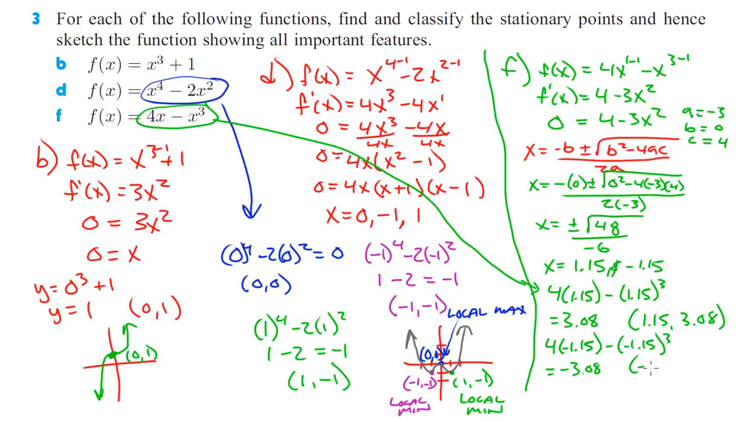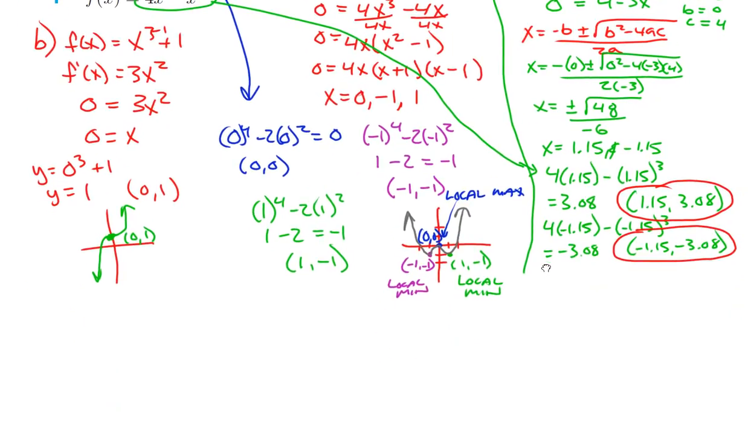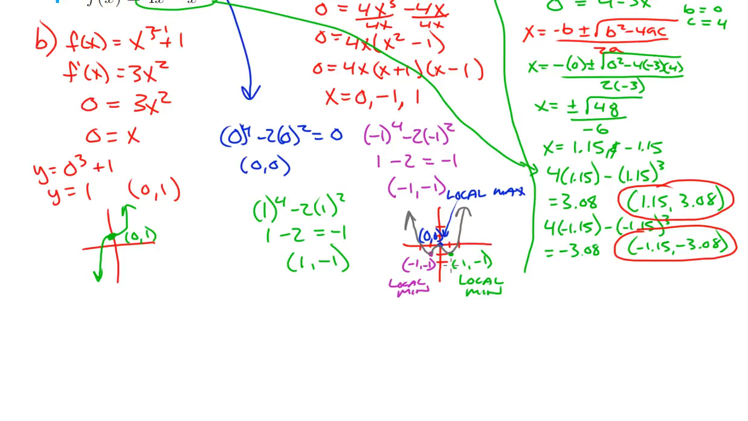Right, so now we know we got negative 1.15 and negative 3.08. So these are our two points that we're looking for. Okay. So let's make our graph with our two important points, which are these two. It's kind of hard to see with all the other stuff in there. So those are the points we got to make. So let's make ourselves some room and graph those points.